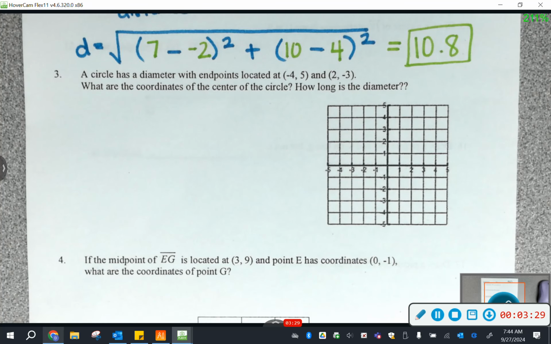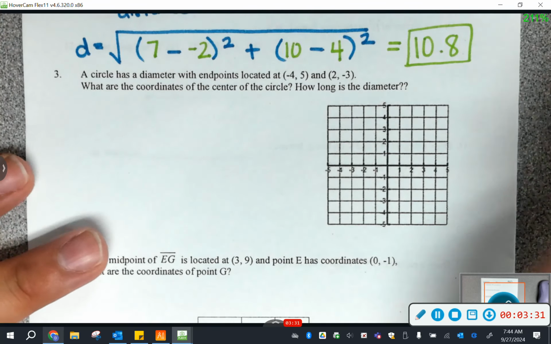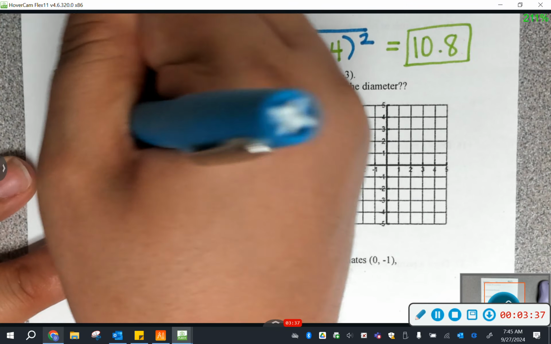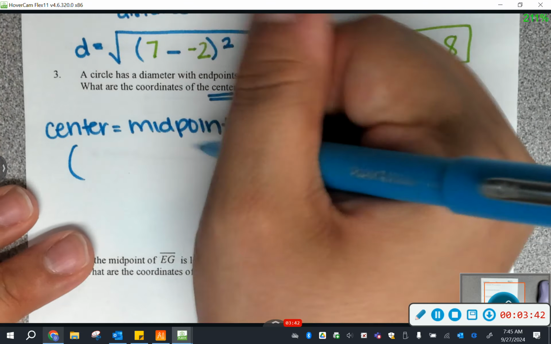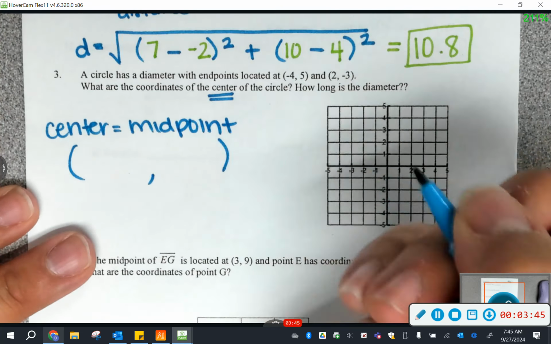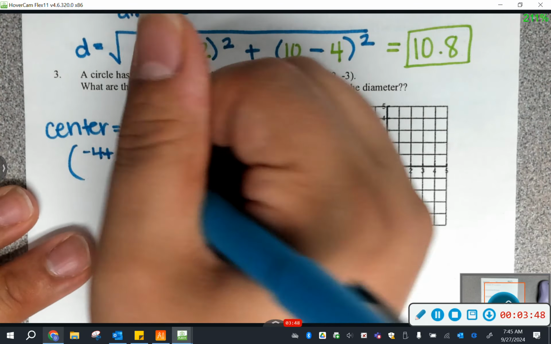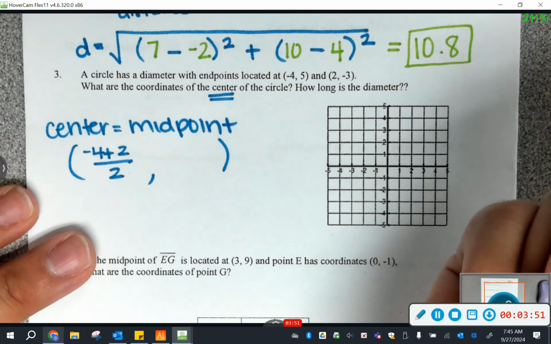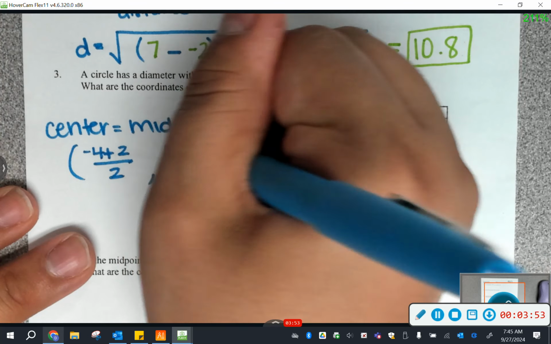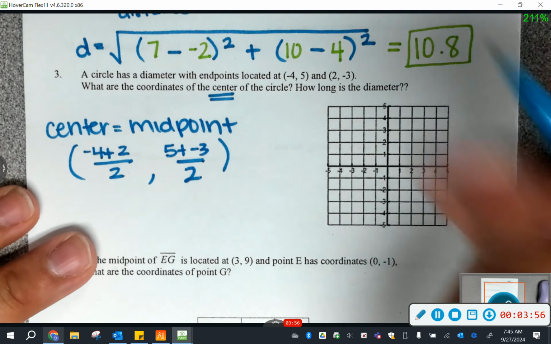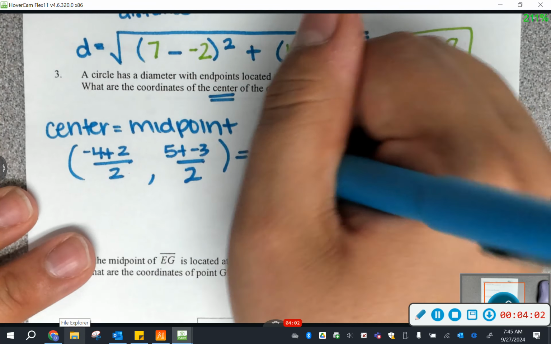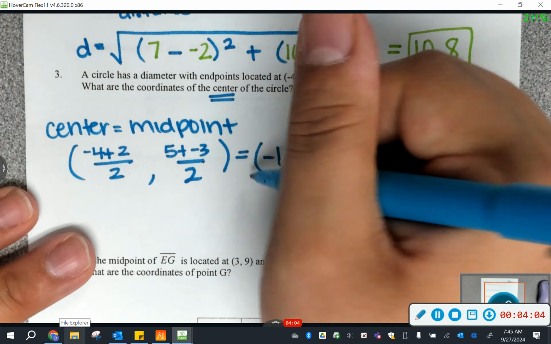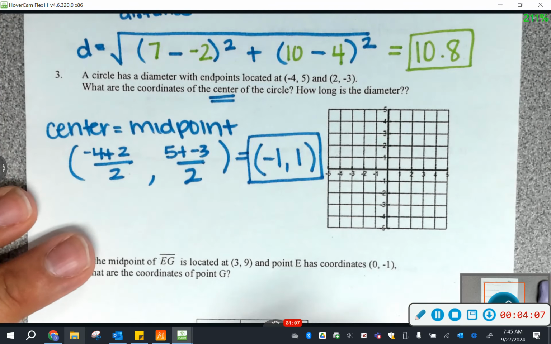A center has a diameter with these endpoints. What are the coordinates of the center? What did we say center means? Center is midpoint. So to find the midpoint, I'm going to do the same thing. I'm going to do this a little quicker just because we just did a problem like this. Add the x's divided by 2. Add the y's divided by 2. And I believe when you put this in the calculator, you get -1, 1 is what I saw when I was walking around. Is that what y'all got?